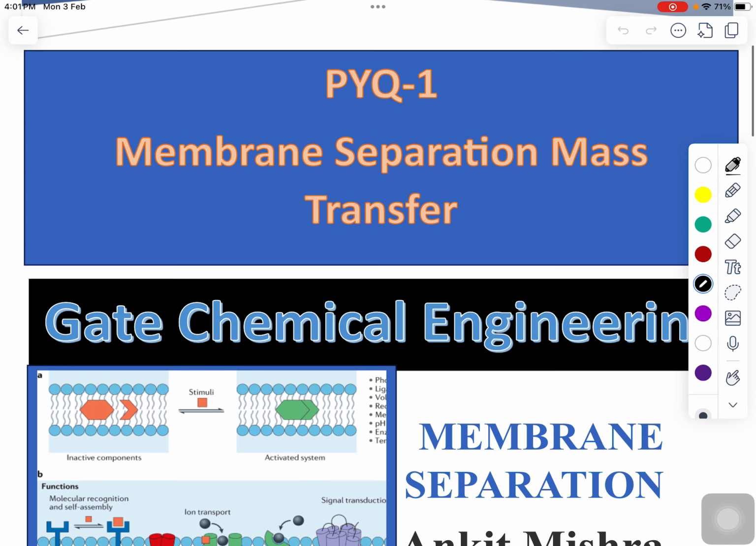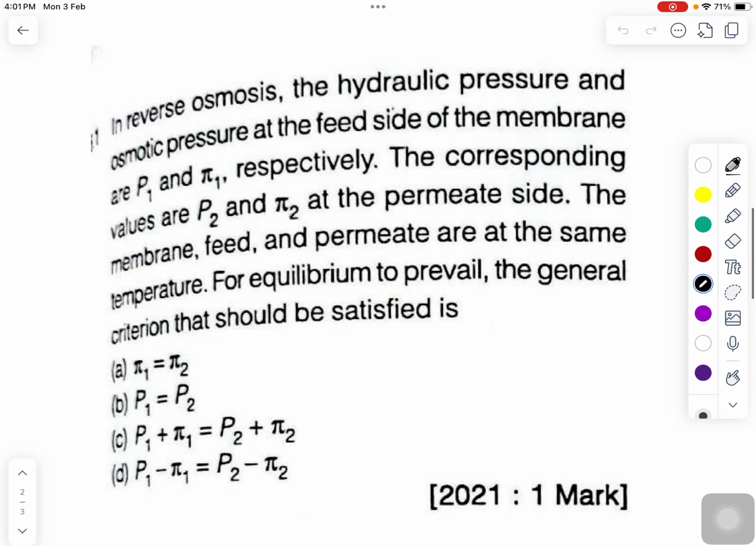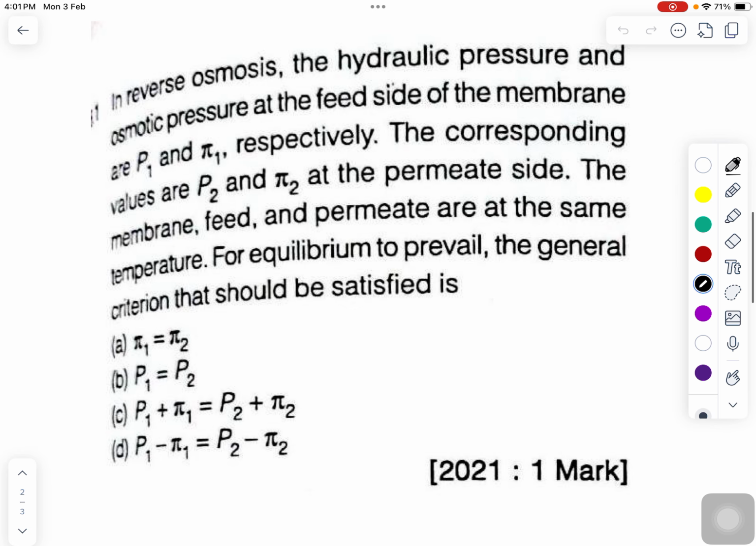Okay, so here is the previous year question for the membrane separation, and you can see that the question says that in the reverse osmosis, the hydraulic pressure and the osmotic pressure at the feed side of the membrane are P1 and Pi1 respectively. The corresponding values are P2 and Pi2 at the permeate side. The membrane feed and permeate are at the same temperature for the equilibrium to prevail. The general equation that should satisfy.